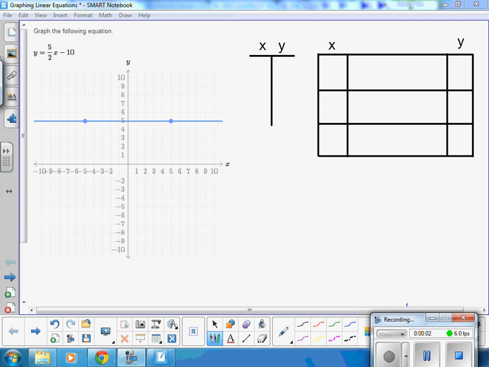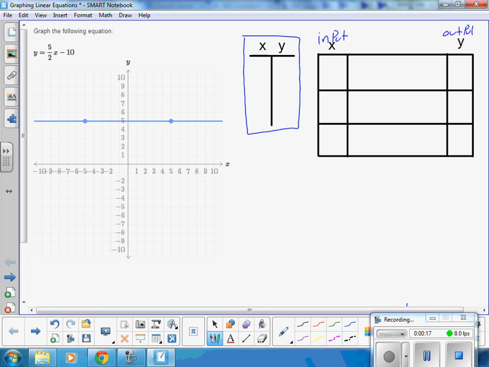Graphing linear equations. The first thing we have to understand is that this is called a t-table, and it is just the input-output box shrunk down. You did input-output boxes, I believe, earlier than 6th grade, but I know many of you remembered them from 6th grade. And then we did them in 7th grade, and now here we are again in 8th grade doing them.